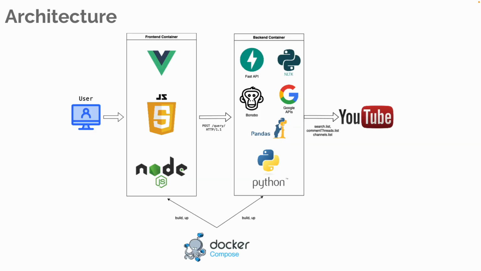So here's the architecture. The front end is JavaScript and Vue, and uses Vue widgets. The backend uses Python, FastAPI for REST, which I went through before on some benefits it has. Natural Language Toolkit to do things like sentiment analysis, very helpful, very handy. It uses Google APIs to talk to the YouTube Data API, and pandas, of course, for data frames. It also uses Bonobo, which is a Python ETL framework, and we'll go over what that actually is and does.